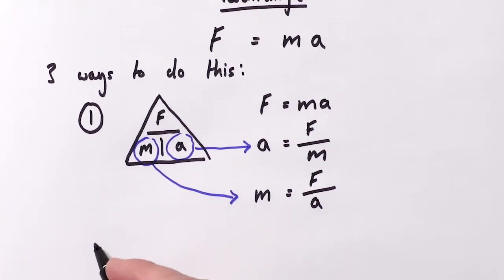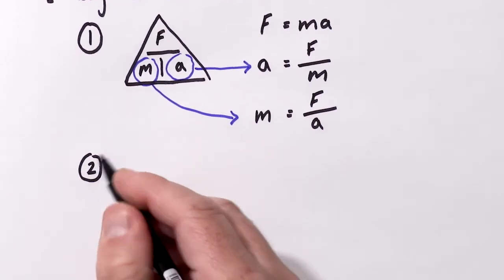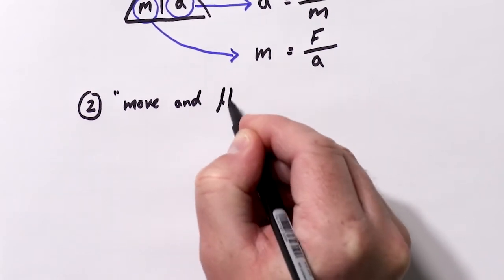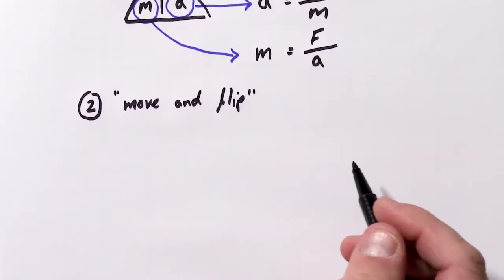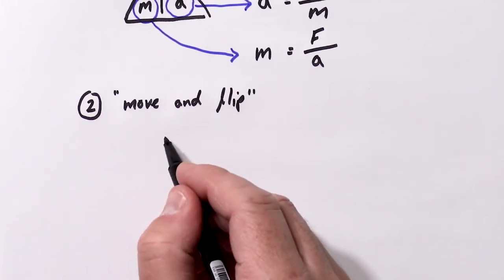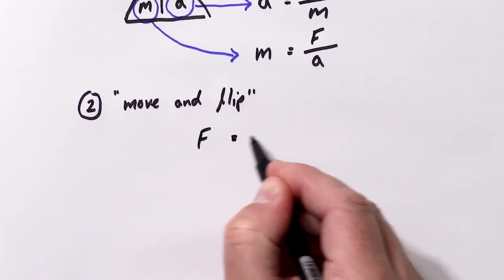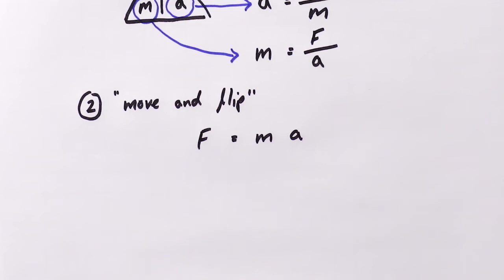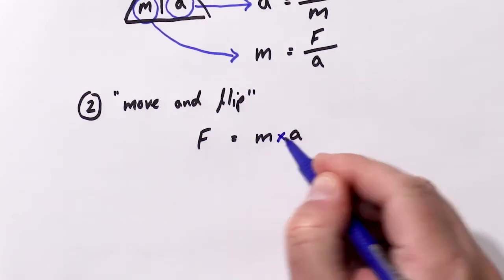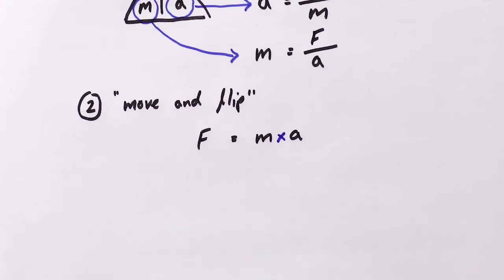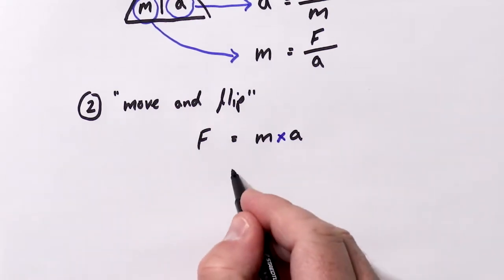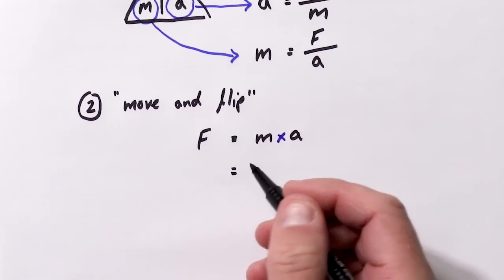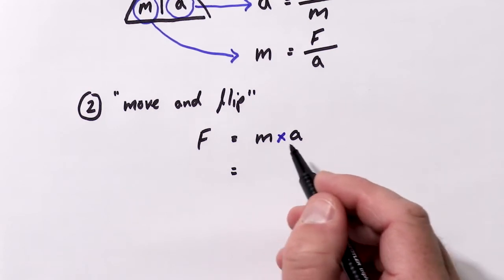And then there's the second method, which is often taught. Now this is often called the move and flip method. So the move and flip method would say that, okay, I know f equals ma. We're using the same equation again. But when we put m and a next to each other, we know that we're always saying there's a times sign there. And the move and flip method says that whenever you drag a part of an equation over the equal sign, you're going to change the function, whether it's times or divide, to its opposite.